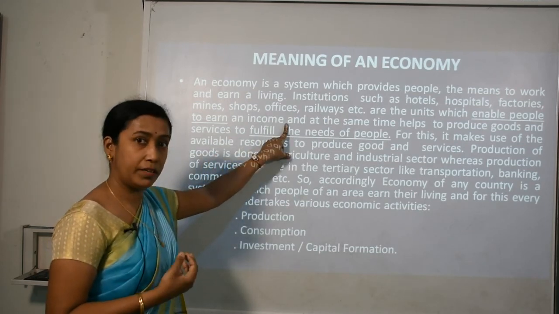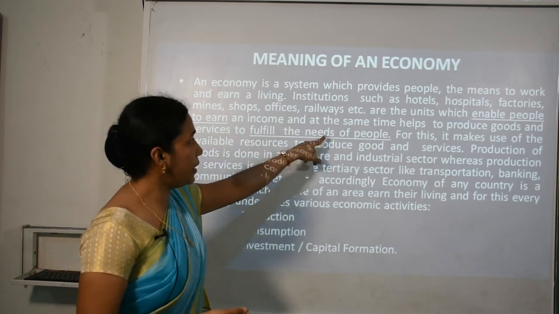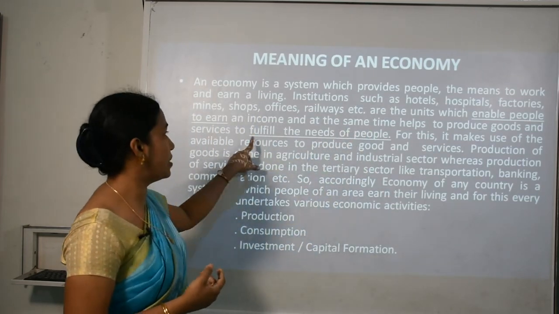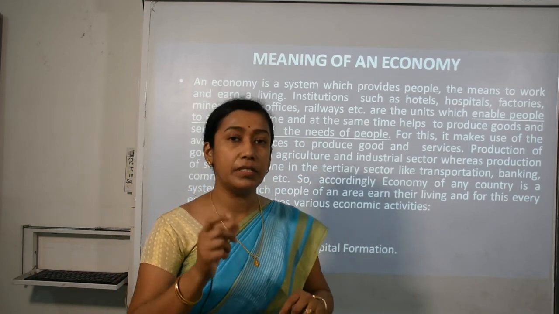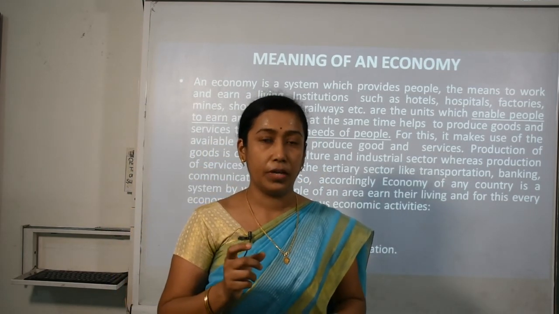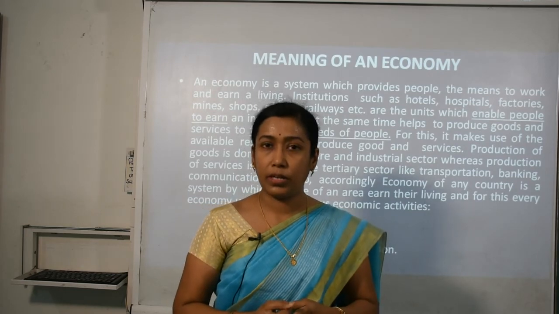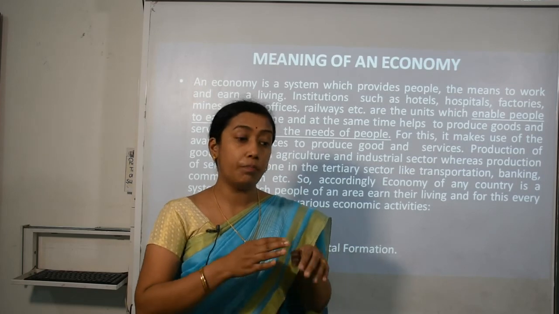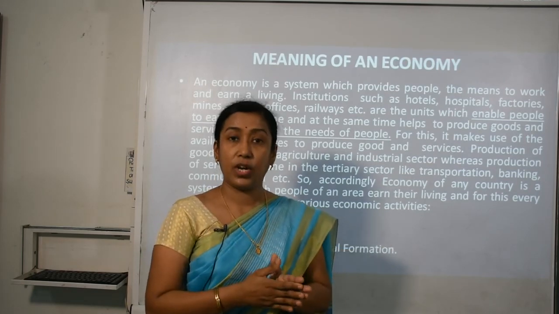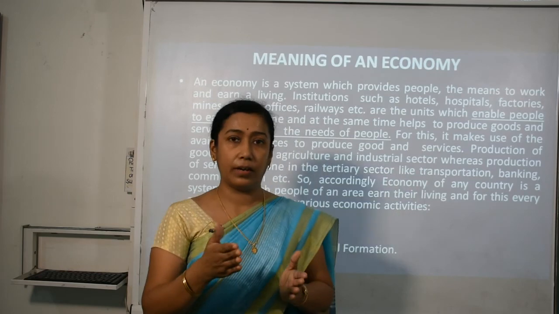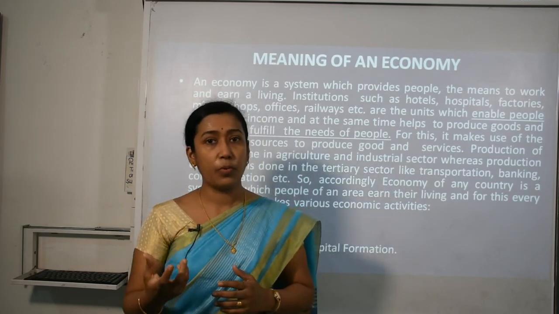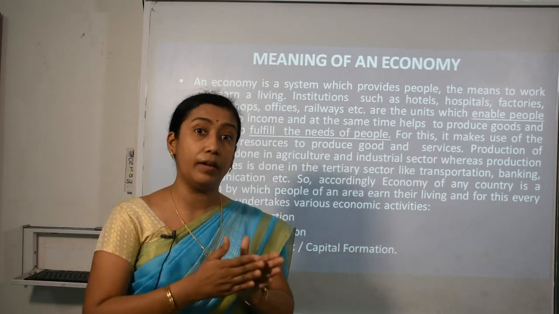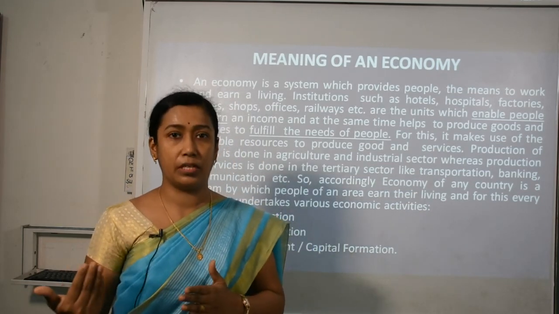It enables people to earn an income, in the form of salary or wages, and at the same time it also helps to produce goods and services to fulfill the needs of the people. That means an economy is a system which is based on 2 aspects. What are the 2 aspects? First, it gives the people living in that country a chance to earn their living, and along with that, it also helps the people to produce goods and services.